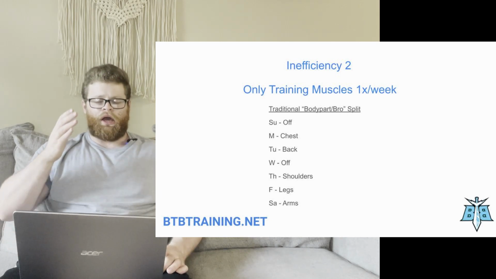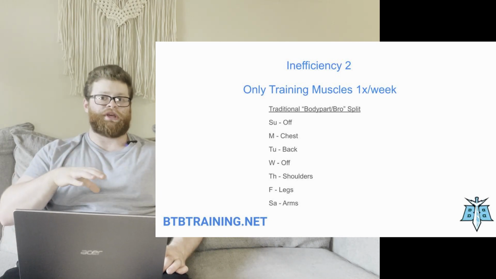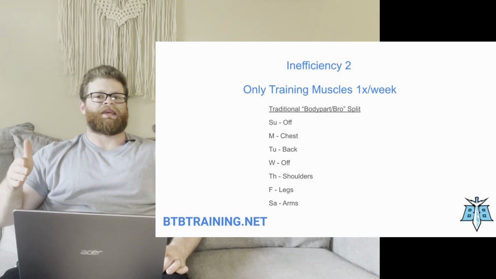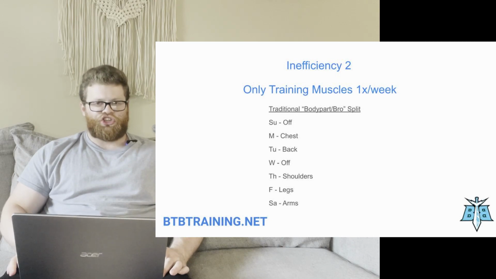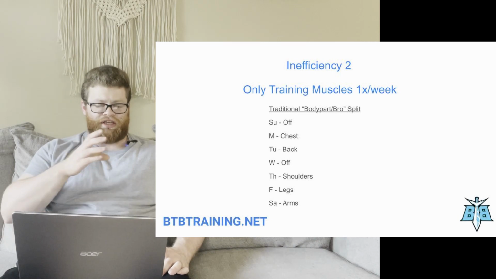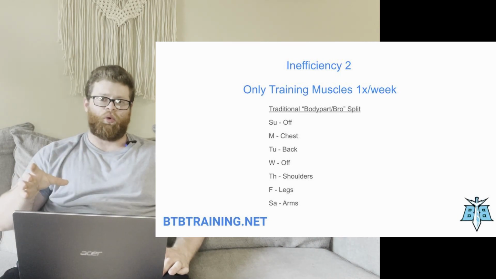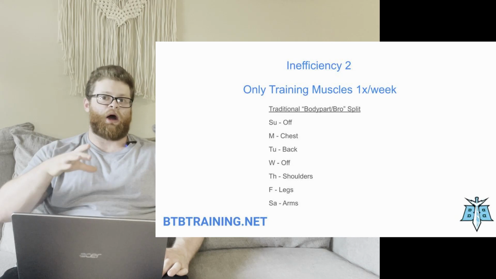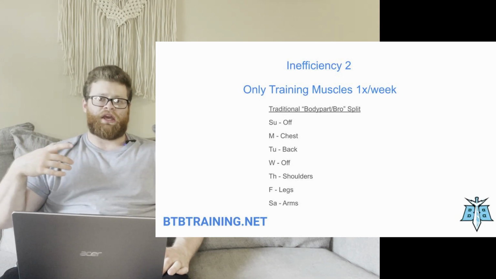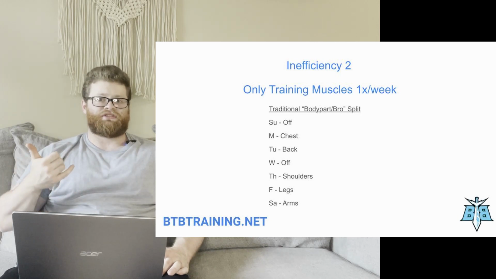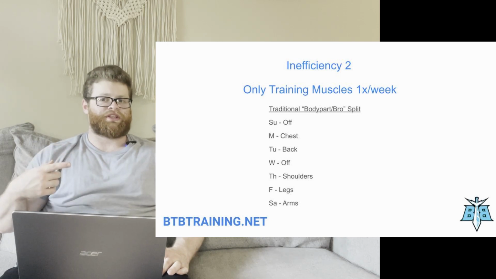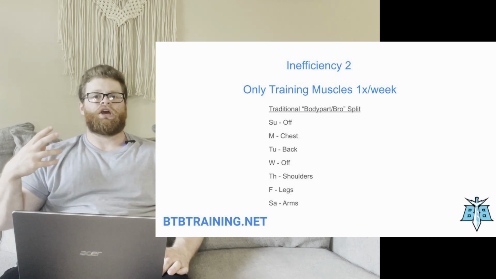So the second most common inefficiency that I see is the traditional bro split or the body part split, in which people are training muscle groups one time per week, and then they're going significantly long periods of time without hitting them again. So it's pretty well understood at this point in the hypertrophy literature that it's well within 24 to 48 hours, in most cases 48 hours, and potentially closer to 72, where muscle protein synthesis within muscles kind of wears off, and that gives us another really good opportunity to train them again, to re-signal that muscle protein synthetic response so that we can stimulate growth again.